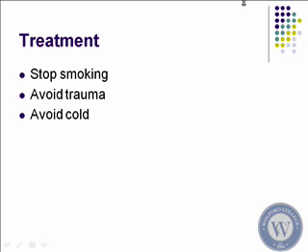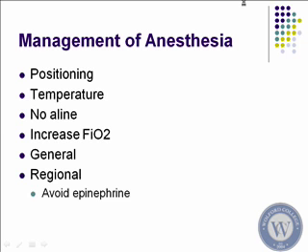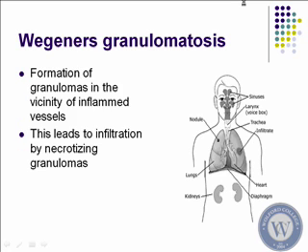Treatments: stop smoking, avoid trauma, and avoid cold. Management is critical that you keep these people from getting cold on you. You need to position them carefully because they have increased risk of developing ulcerations. Okay? Do not put an A-line in these people because their peripheral vasculature is already hypersensitized, and they will go into acute occlusion of their renal arteries. You need to consider increasing their FiO2, and general anesthesia tends to be okay, but regional anesthesia might be better. You just have to avoid epinephrine. You can't give these people any catecholamines because they're going to vasoconstrict inappropriately in this situation.